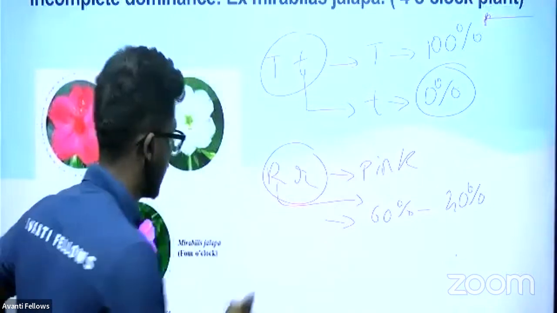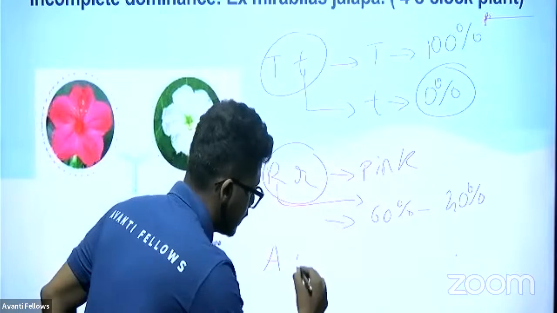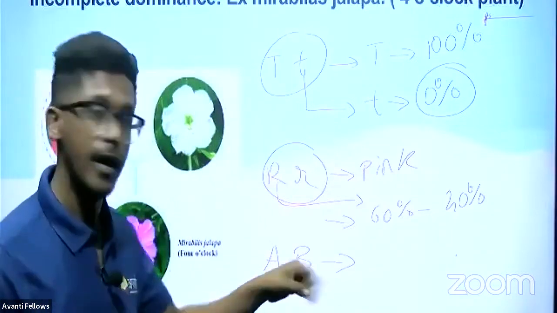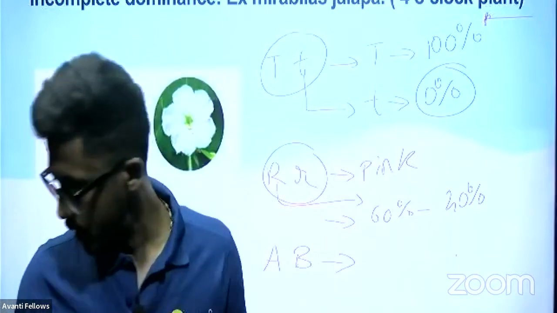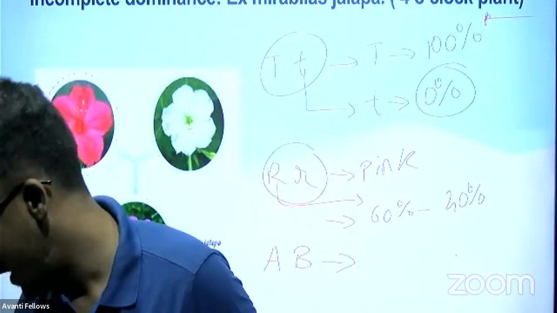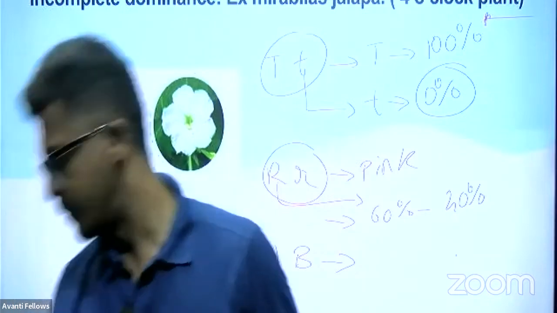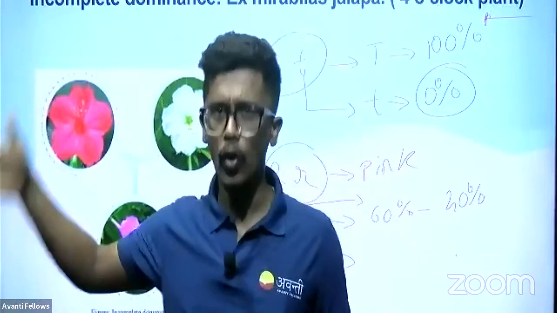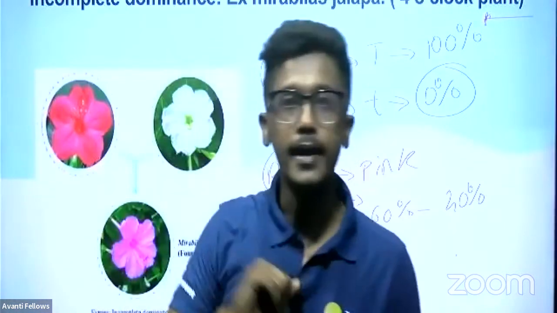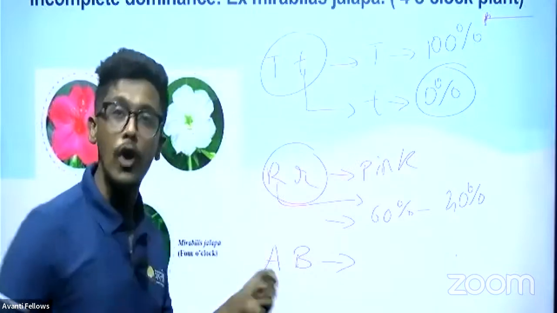Let me give one more example. One more example is the blood group. You have the AB blood group. Anybody here? Okay. Mine is O positive, guys. So others, if you have AB blood group, you know the blood groups, right? A, B, O, and AB. A blood group, B blood group, O blood group, and AB blood group. If I take AB blood group, now you see here, this is a codominant condition.